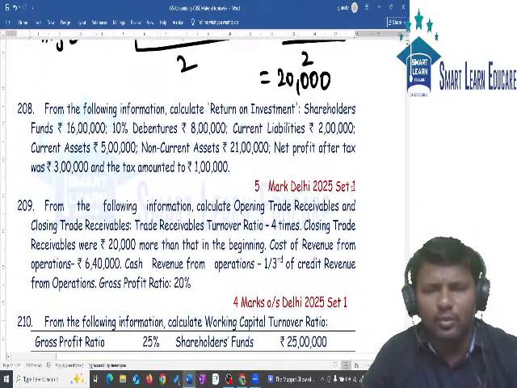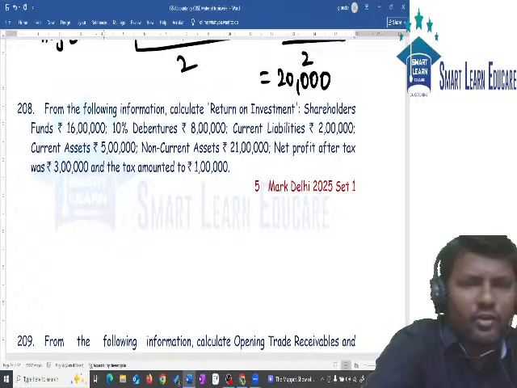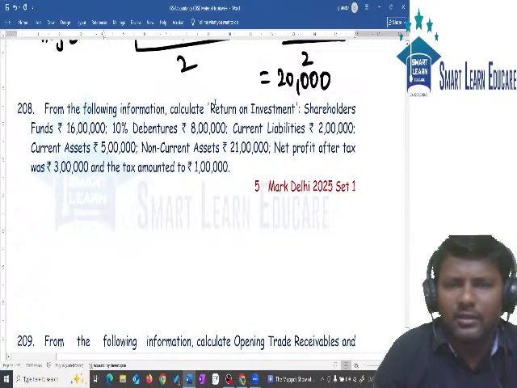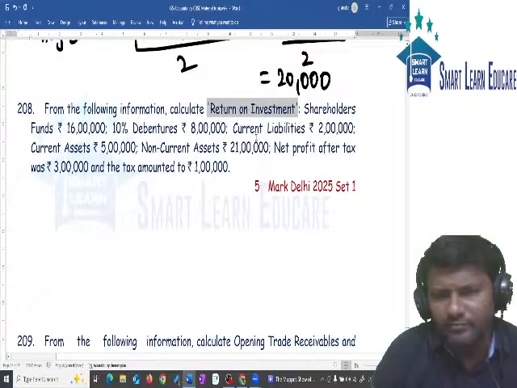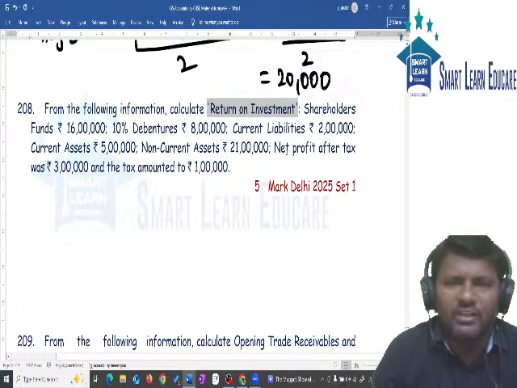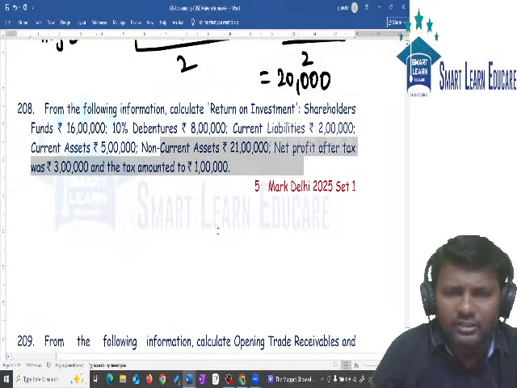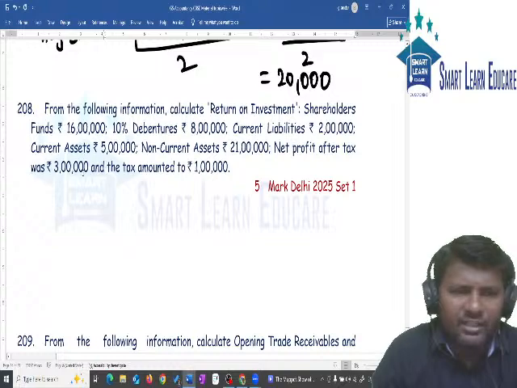Next, question number 208. From the following, calculate return on investment. Very easy formula: return divided by investment. Shareholders fund 16 lakh. 10% debentures 8 lakh. Current liability 2 lakh. Current asset 5 lakh. Non-current asset 21 lakh. Net profit after tax 3 lakh.